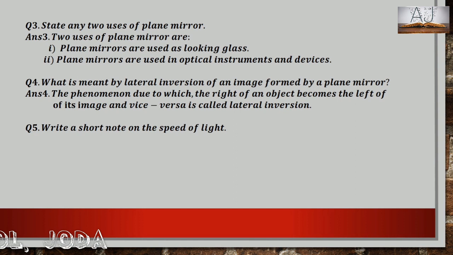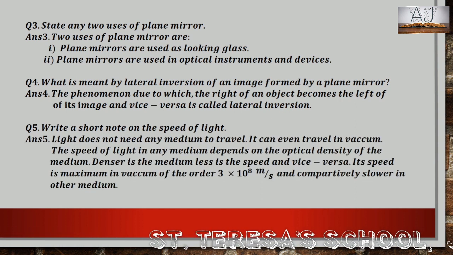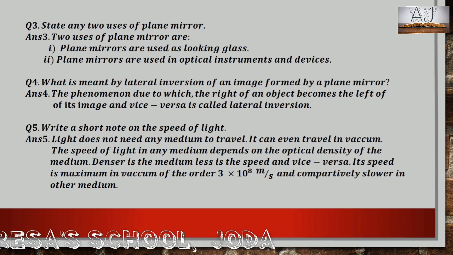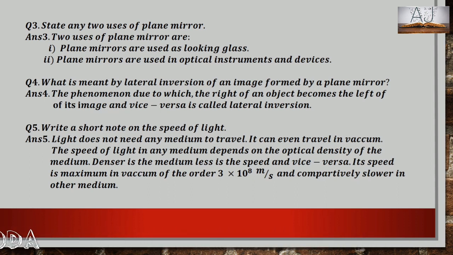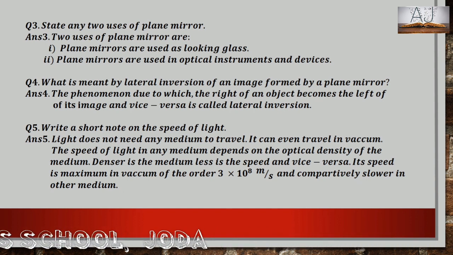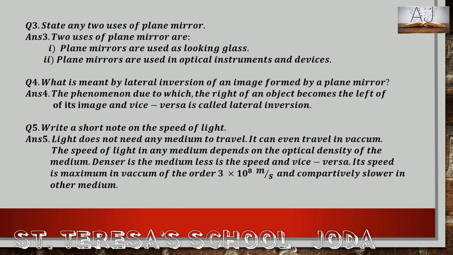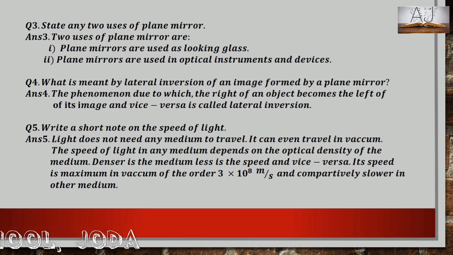Now, write a short note on the speed of light. Yes, about the speed of light you write. Light does not need any medium to travel, therefore it can travel in vacuum as well. The speed of light in any medium depends on the optical density of the medium. Yes, the denser the medium, the less its speed, denser meaning optical density, and vice versa. The speed is maximum in vacuum because it has the least optical density.